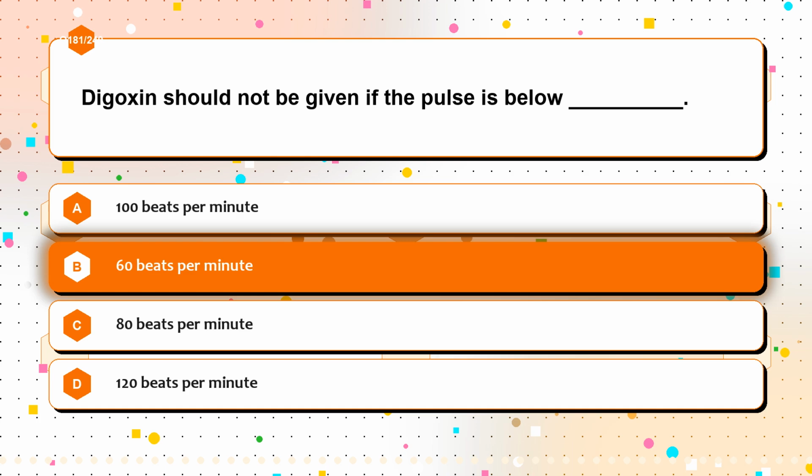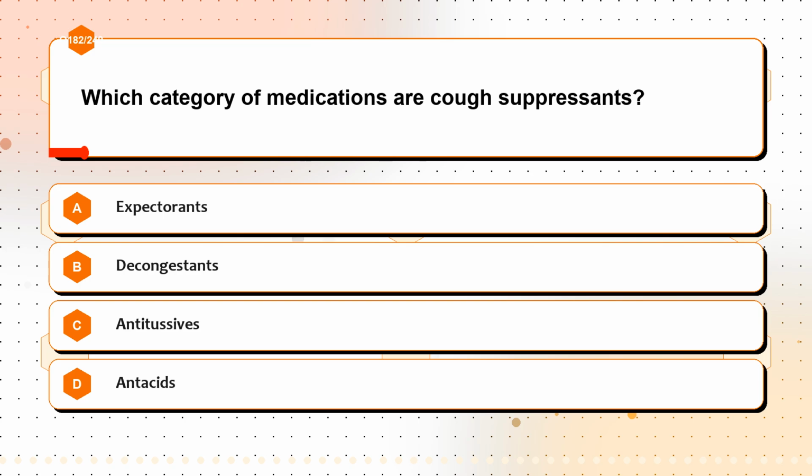The correct answer is option B, 60 beats per minute. Question 182. Which category of medications are cough suppressants? Here are the options. Option A, expectorants. Option B, decongestants. Option C, antitussives. Option D, antacids.